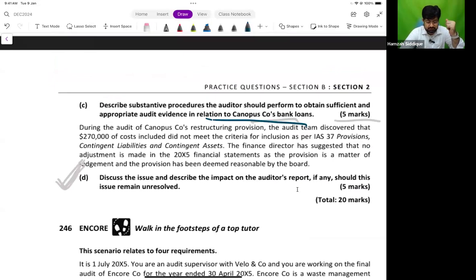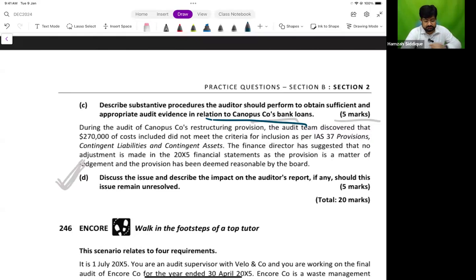So write confirmation letter to the banks and loan providers of company to confirm year-end balances of loan of the company, has been recorded at correct amount. Confirmation letter. Yes.